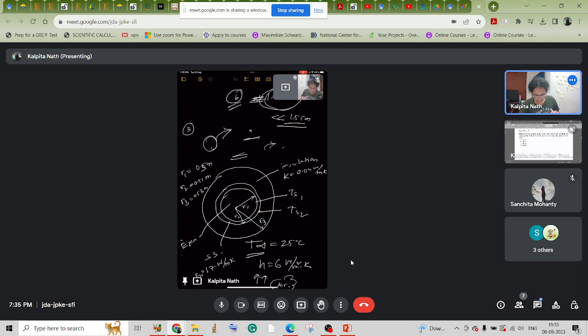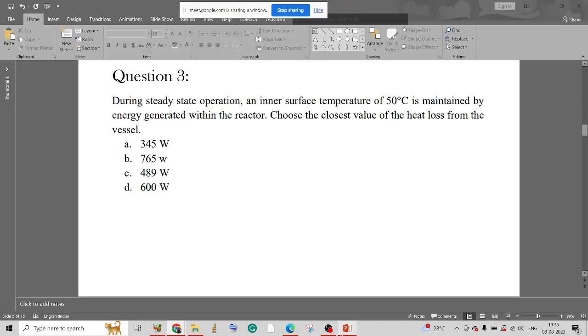Now what we have to find out, let us check again. On the first question, we have to find the closest value of heat loss from the vessel. From the diagram, we can clearly balance the heat equations and find out how much heat loss is there from the vessel without the insulation. On the first question, insulation is not there, so when we find the heat loss, we won't be considering the insulation.